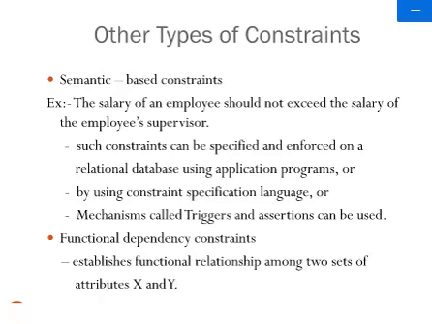In addition to schema-based constraints, we have other types of constraints. In the previous class, we discussed schema-based constraints like domain constraint, key constraint, entity integrity constraint, and referential integrity constraint. Domain constraint states that the value of an attribute must be atomic in nature. When I say atomic, the value is not further divisible.